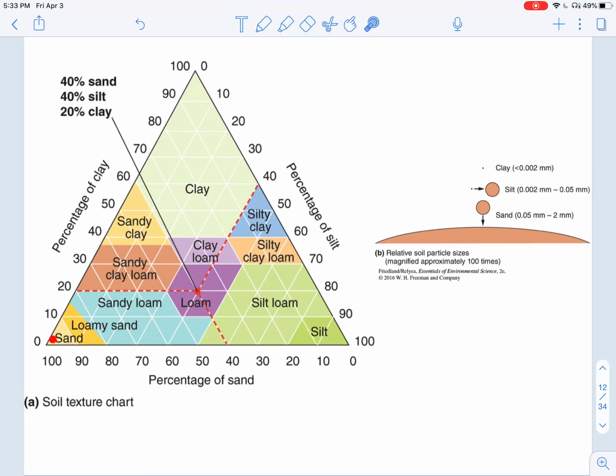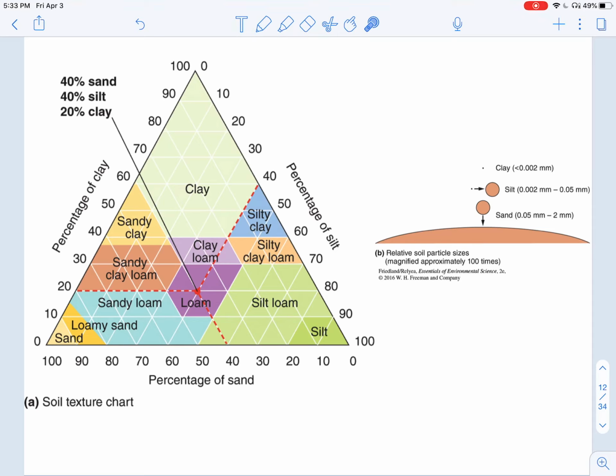Sand would really be almost 100%. Silt is almost 100%. And to call something clay, well, there's actually a pretty large section here. If you have 70% clay and 80% clay already, and let's say 10% silt, we still pretty much just call it clay. It really overtakes the characteristics of the soil at that point.